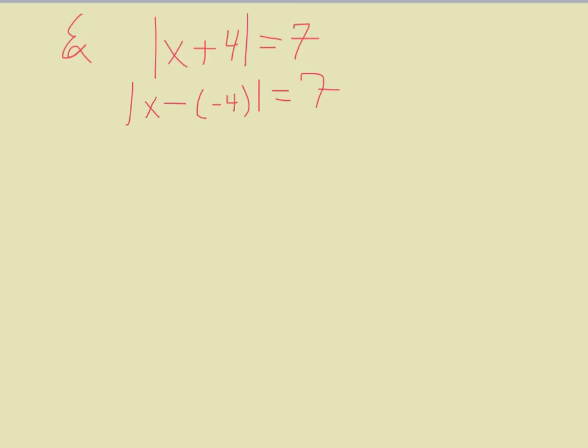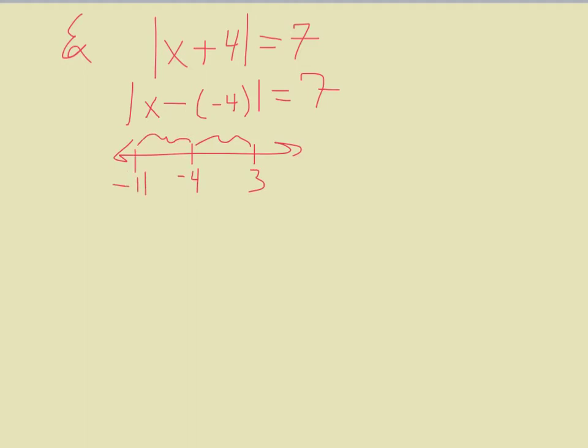And then we can use our distance idea. We're looking for the distance between x and negative 4 to be 7. Which means if I had the number negative 4, I would want the number that is 7 above that, which is 3, and the number that is 7 below that, which is negative 11.